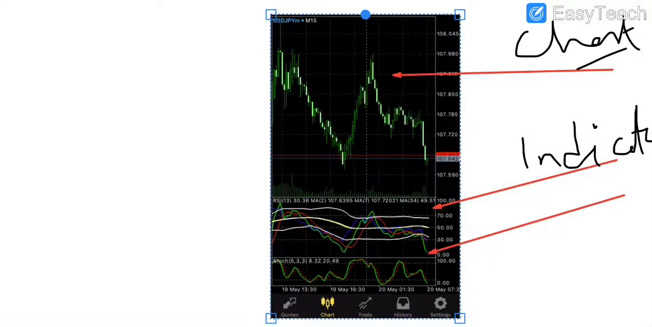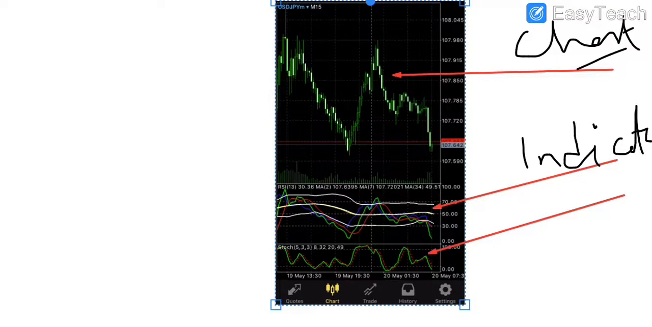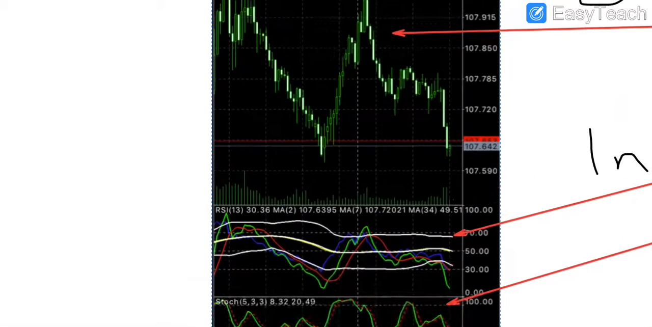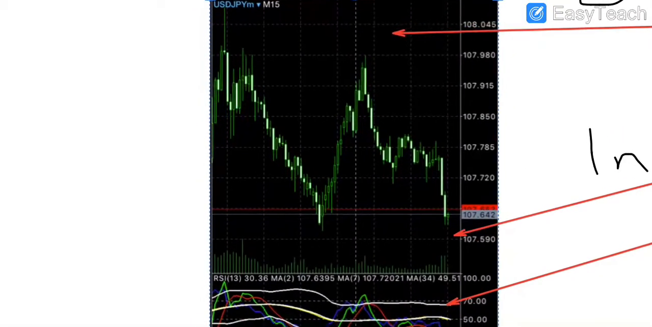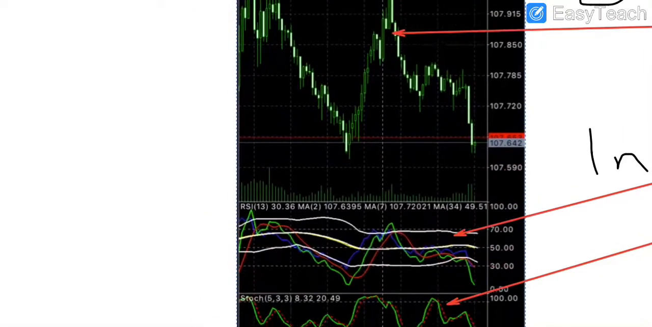Okay, guys, in this lesson, we're going to understand the charts, how we see the MT5, and how the MT5 looks. When you open the MT5, you are going to see this kind of chart here. You can see the candlestick, everything here, and everything in order.